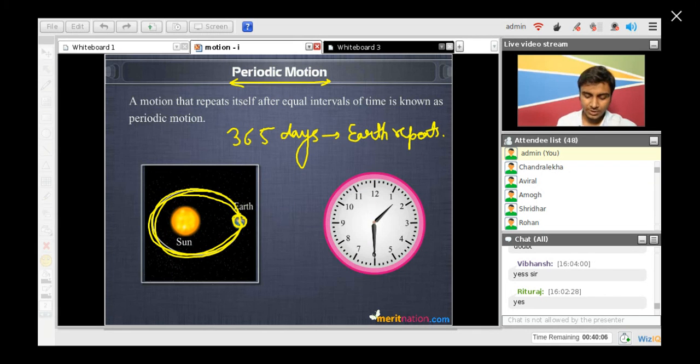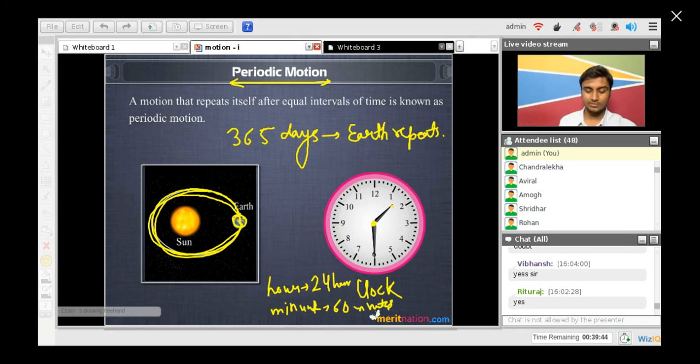Similarly, you can take the clock. The hands of the clock, the hour hand, come back to their position after 12 hours, and the minute hand comes back after 60 minutes.